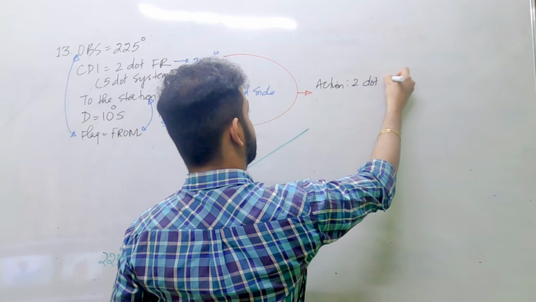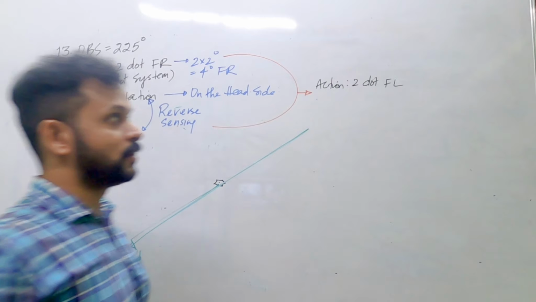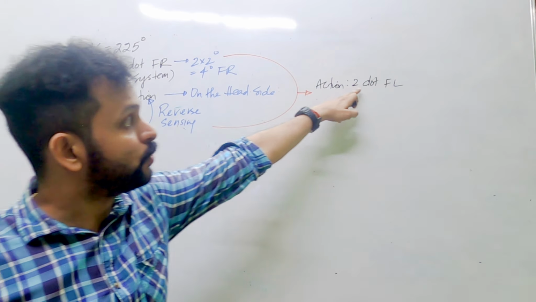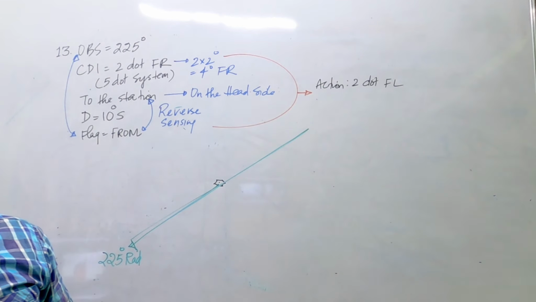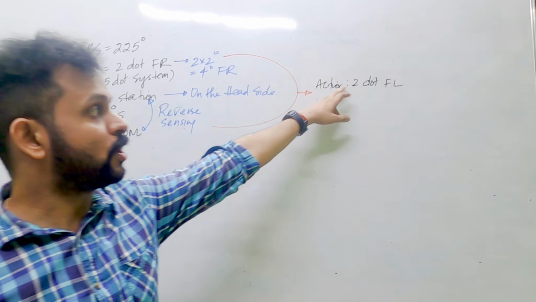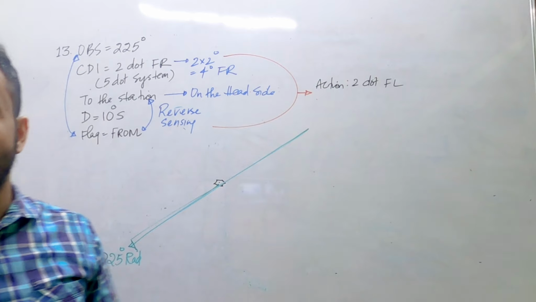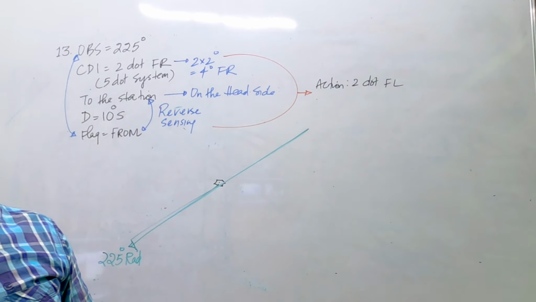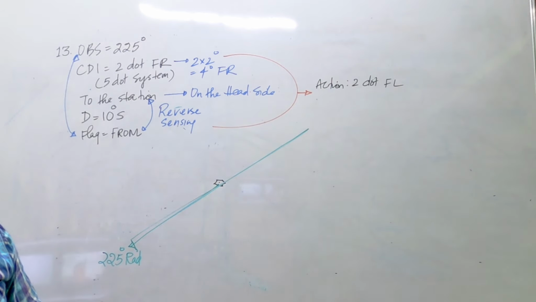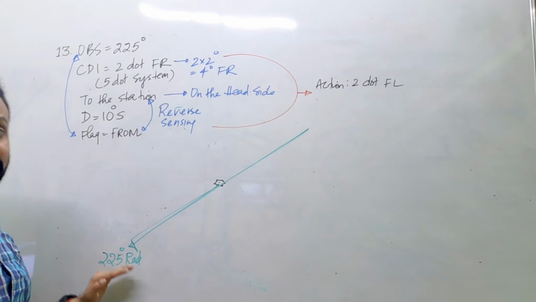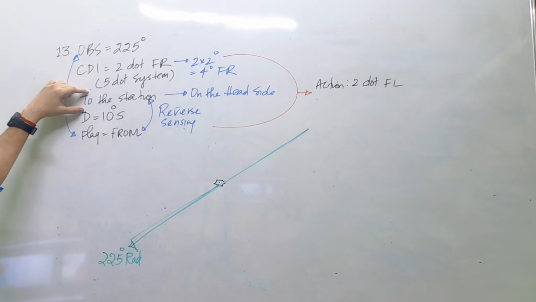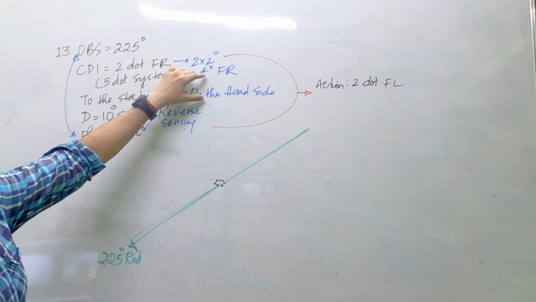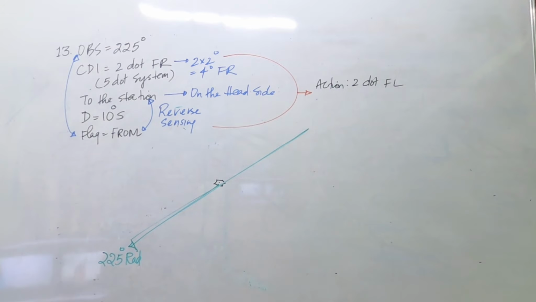2 dot fly left. Now, 2 dot fly left for what? To go on the desired radial. Exactly, to center the needle by getting on the desired radial. So where should the aircraft be? Remember, the aircraft is coming to the station and we determined that it is on the head side. So where is the aircraft, if at all you want to look for it?